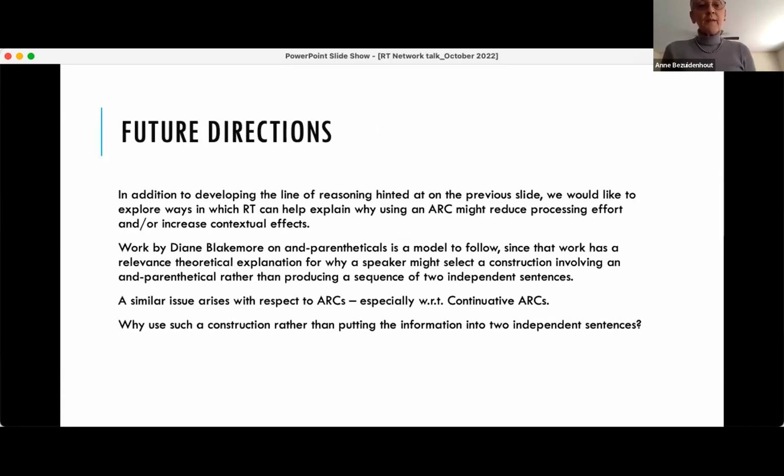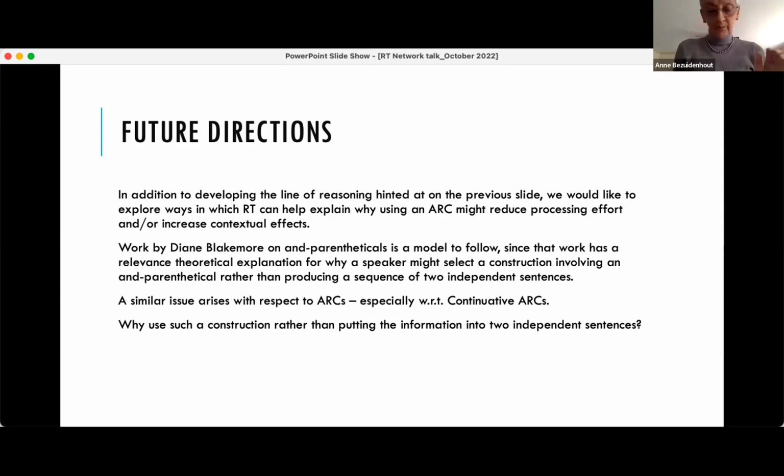And I think this is where something like relevance theory could help us. So in addition to this line of trying to use relevance theory to explain how those might be felicitous examples, I also hope to just generally use work by Diane Blakemore on and parentheticals to use a relevance theory explanation for explaining why, this is especially crucial in the case of the continuative arcs, why you would use the construction that has a continuative arc as opposed to using just two independent sentences.